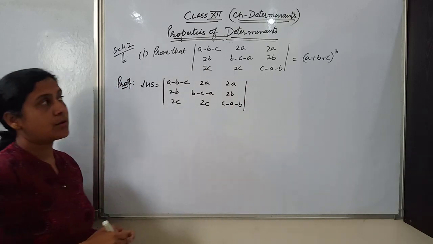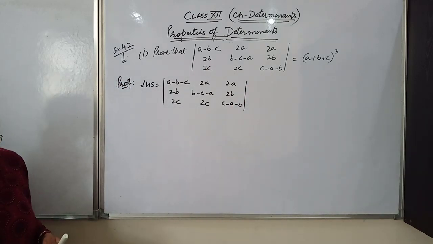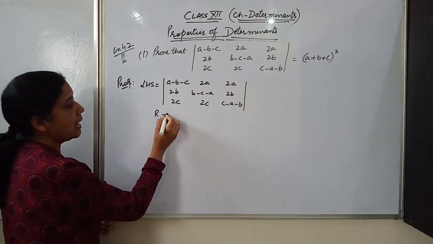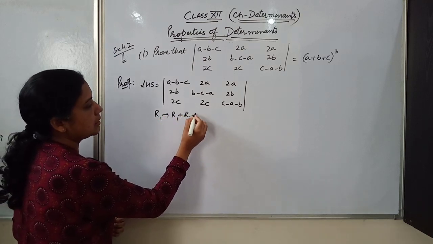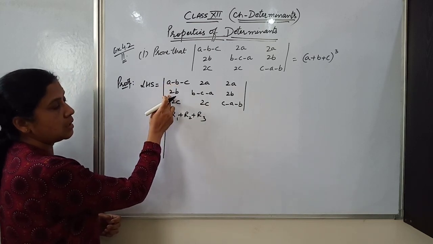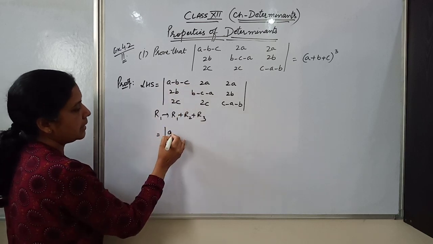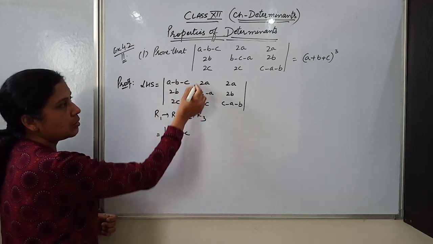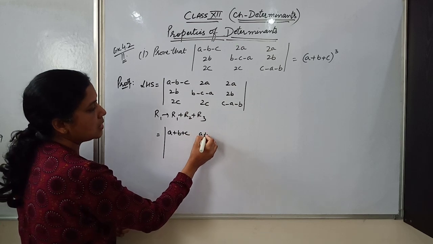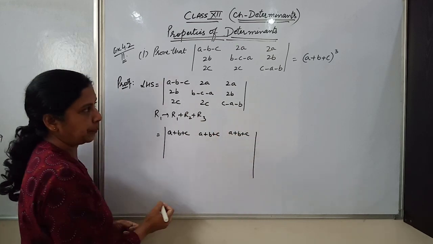Give a look at the RHS. It says a plus b plus c. That factor can be made if I add all the rows into R1. You can see a minus b plus 2b, that gives me plus b. Minus c plus 2c, that is plus c. Similarly also here you will add the corresponding entries. Then you will get a plus b plus c.